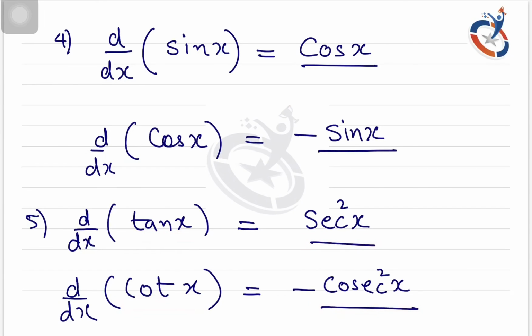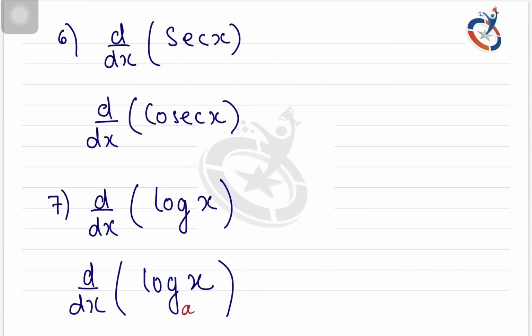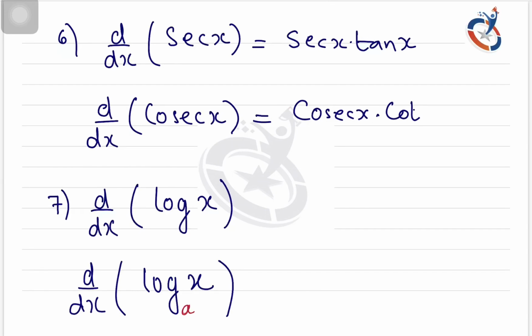Clear? The next formula is the derivative of sec x. The derivative of sec x is sec x into tan x. The derivative of cosec x is minus cosec x into cot x.